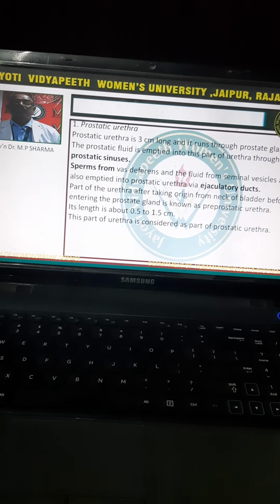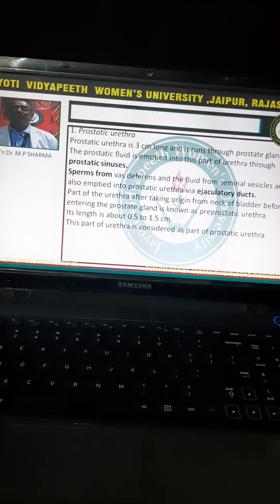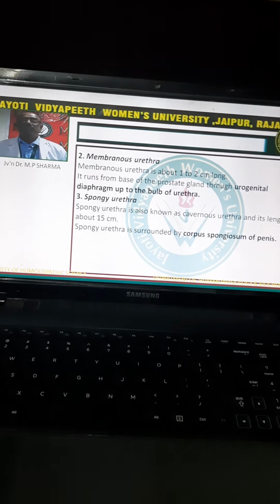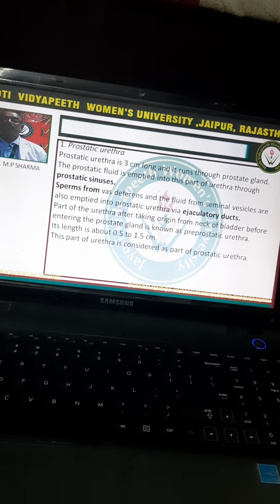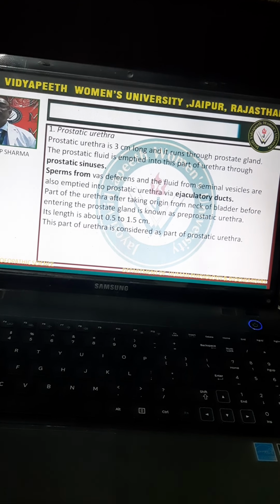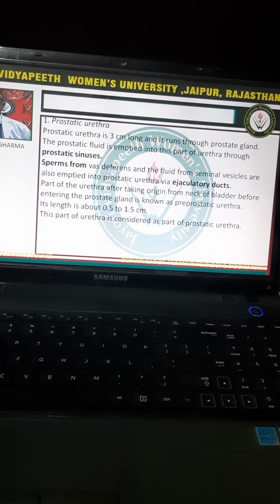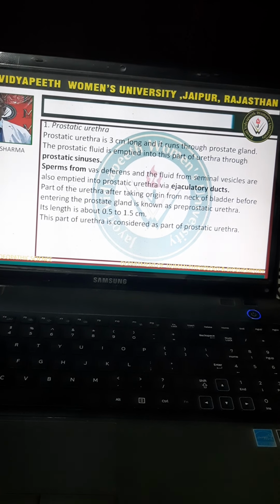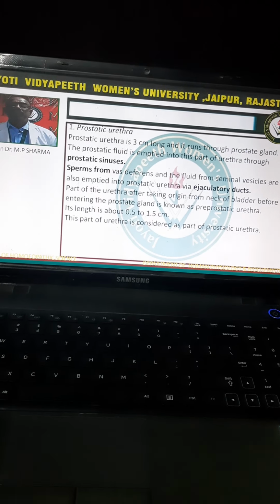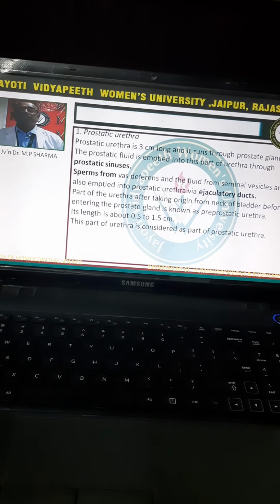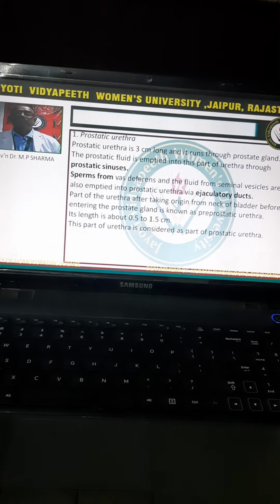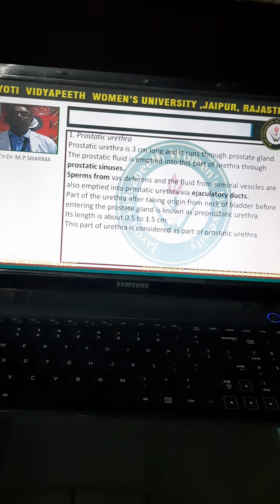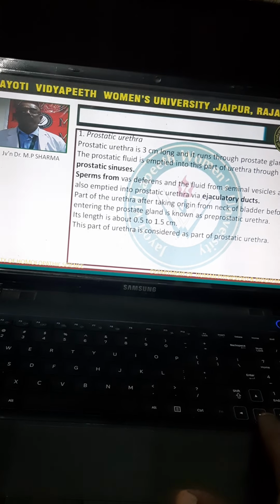Sperm from the vas deferens and the fluid from the seminal vesicle are also emptied into the prostatic urethra via the ejaculatory duct. The part of the urethra after taking origin from the neck of the bladder, before entering the prostate gland, is known as the preprostatic urethra, and its length is about 0.5 to 1.5 cm. This part of the urethra is considered as a part of the prostatic urethra.